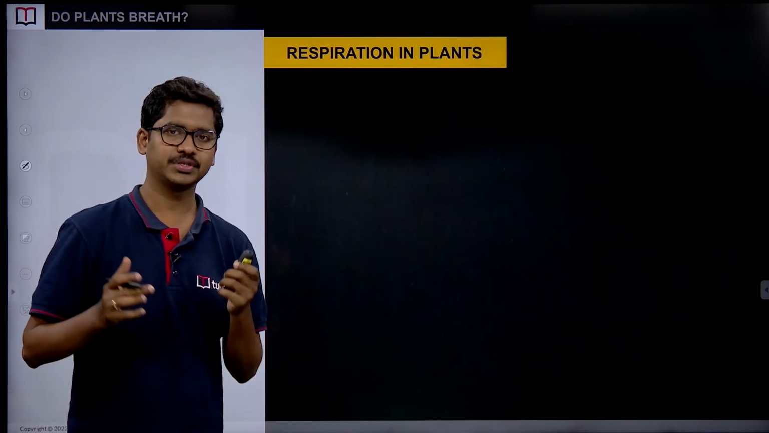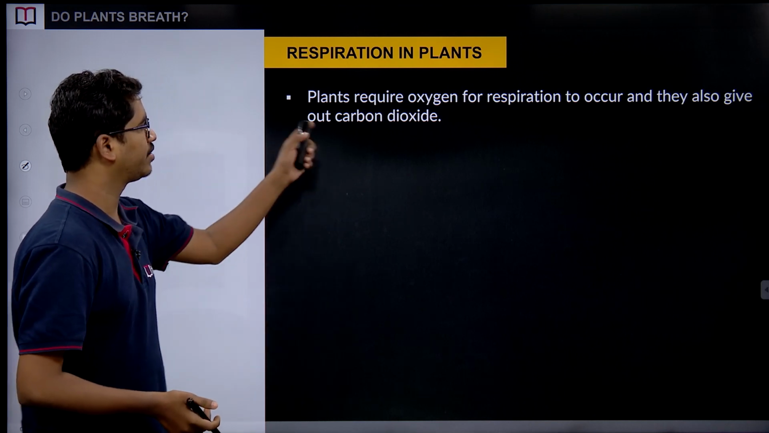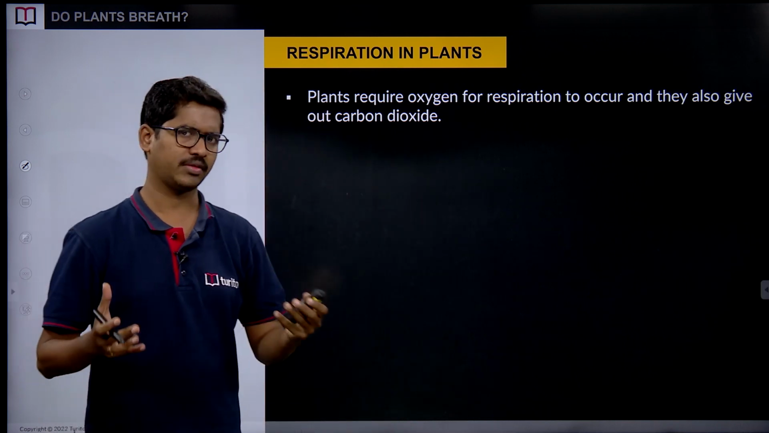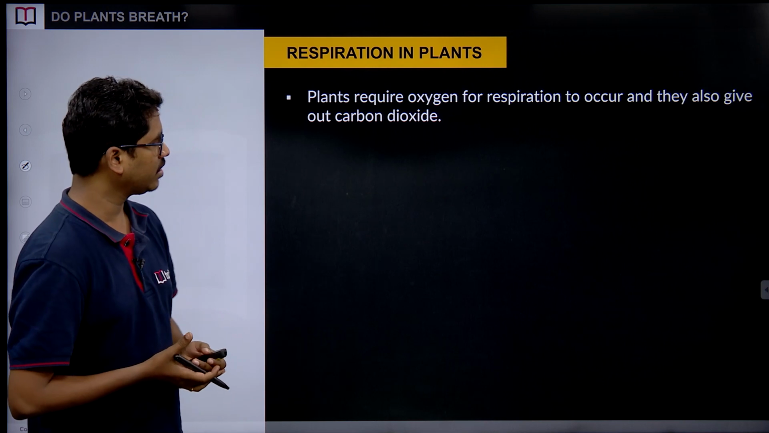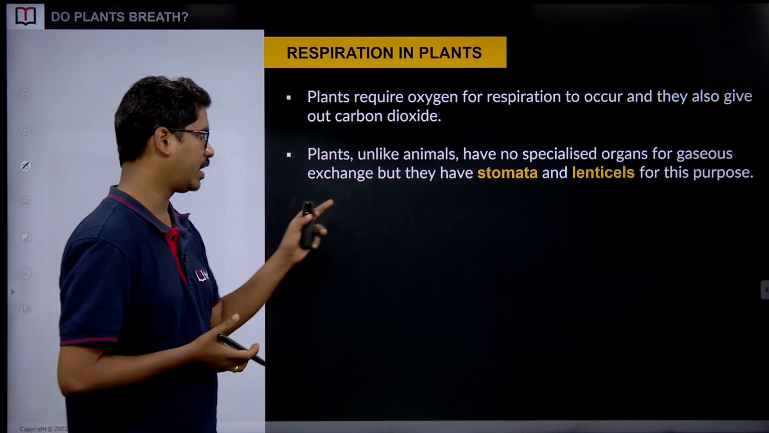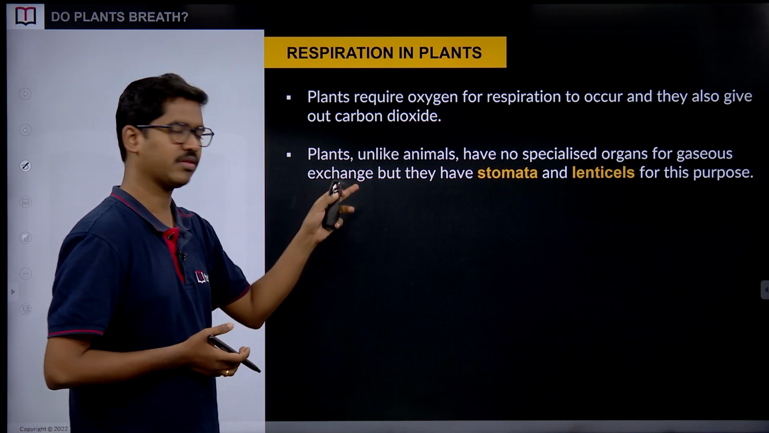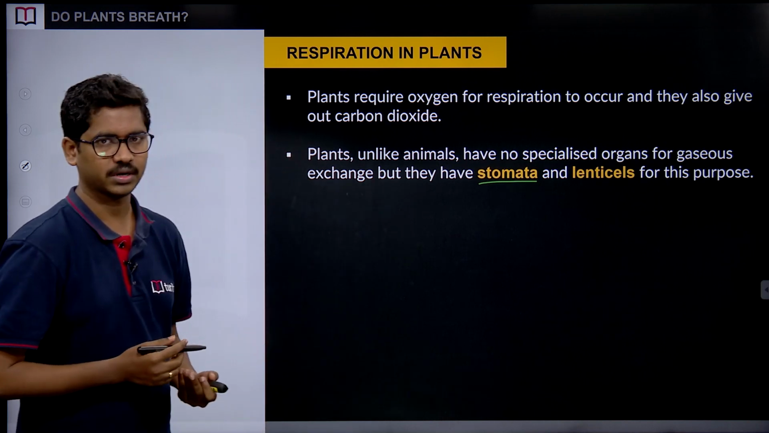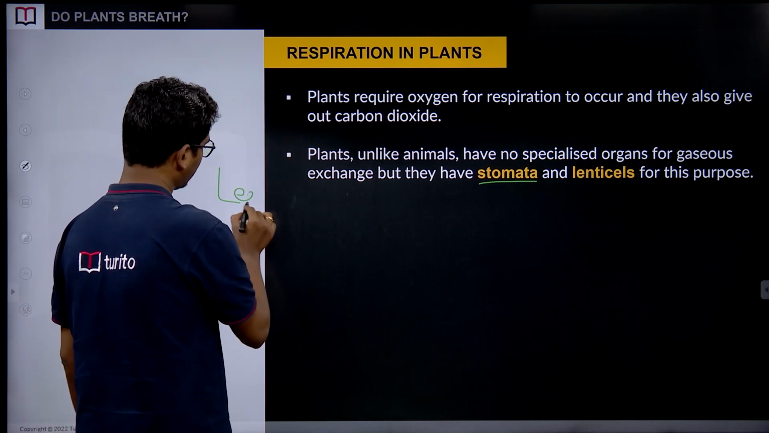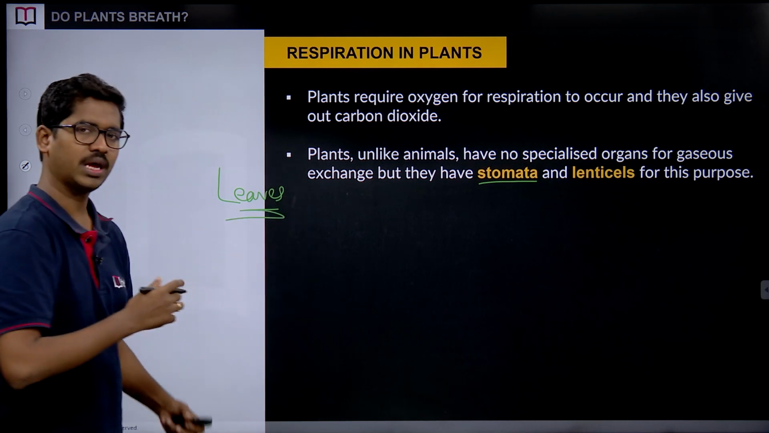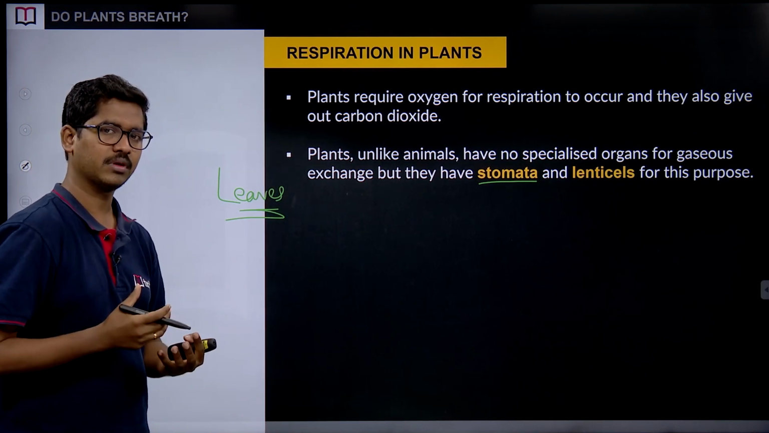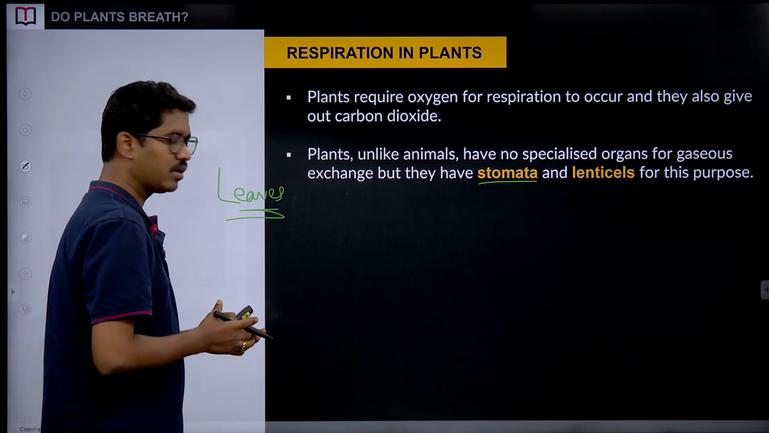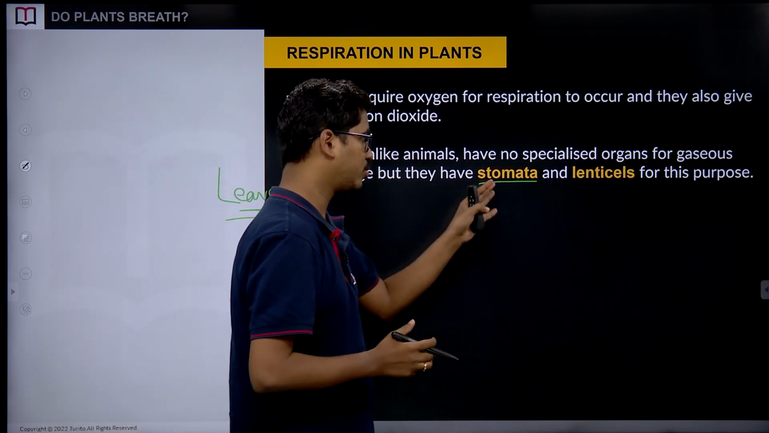So, here respiration in plants, that is what we just discussed. Plants require oxygen for respiration to occur, and they also give out carbon dioxide, as we just discussed. And then you see plants, unlike animals, have no specialized organs for gaseous exchange. That means what you said about stomata. So, stomata is not an organ. If you think carefully, as a whole, leaf or leaves are our organs. So, leaves are organs, not the stomata.